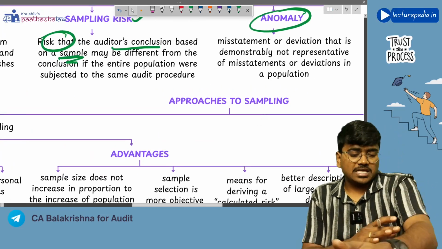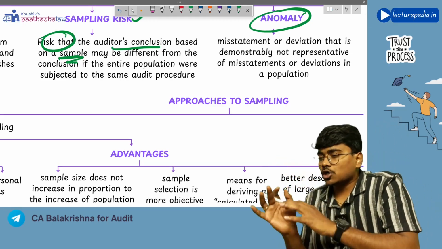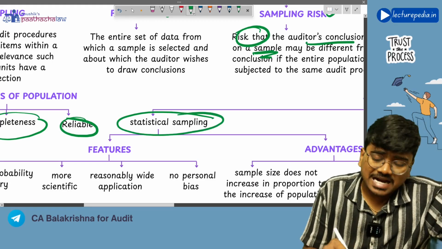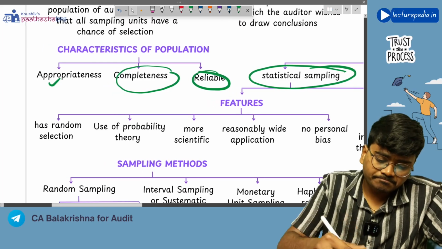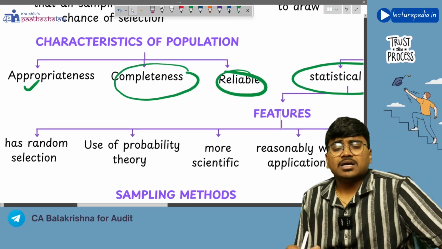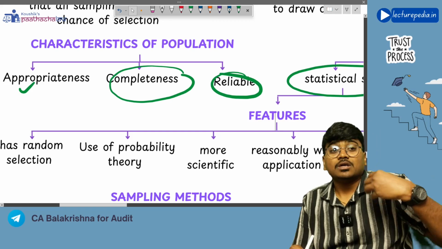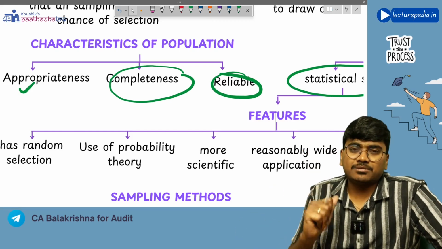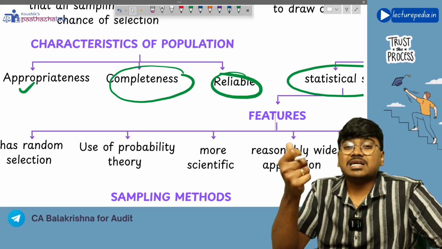Next, approaches to sampling. Basically, there are two approaches to sampling. One is statistical sampling and another one is non-statistical sampling. So, what is meant by statistical sampling? See, the features of statistical sampling. First of all, statistical sampling has the feature of random selection of the items from the population. That is the first feature of statistical sampling.